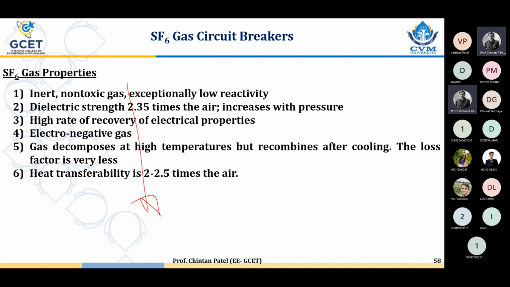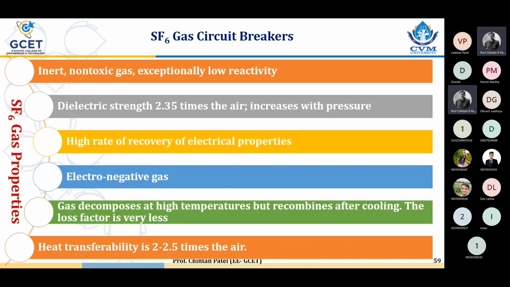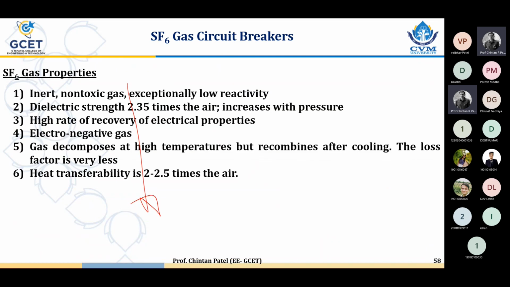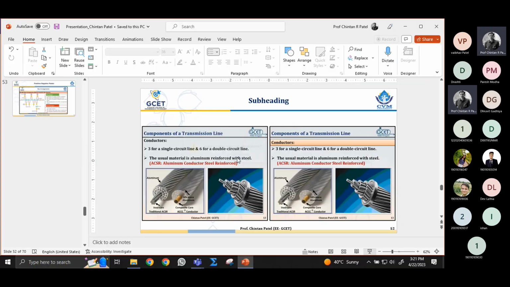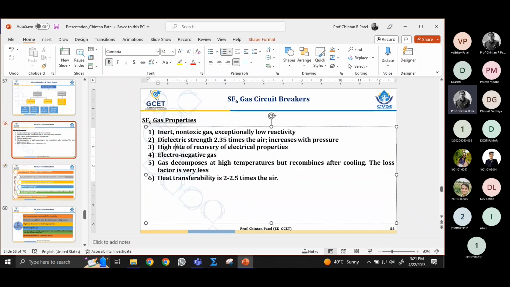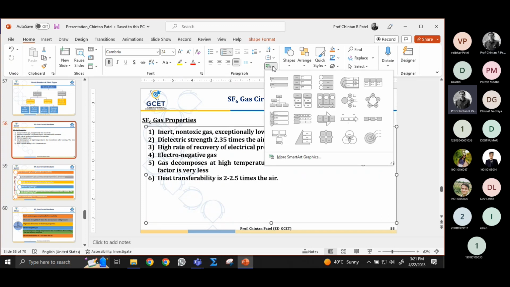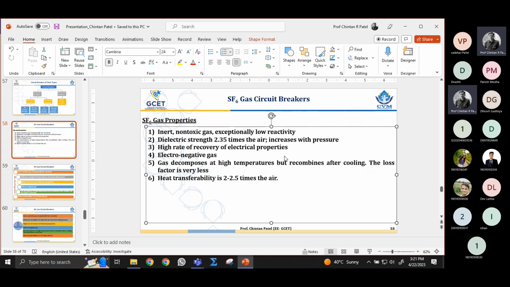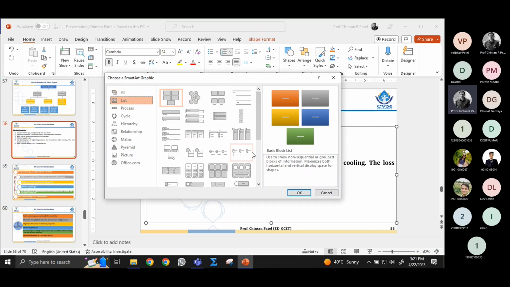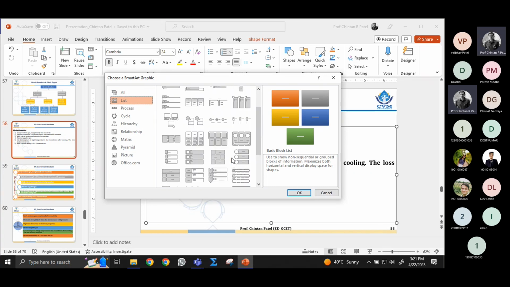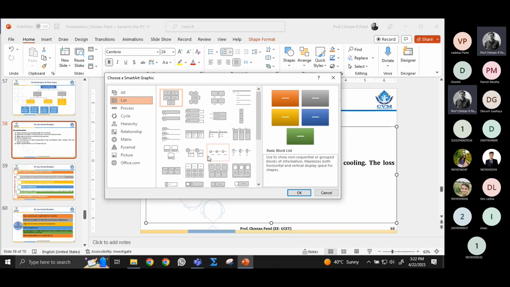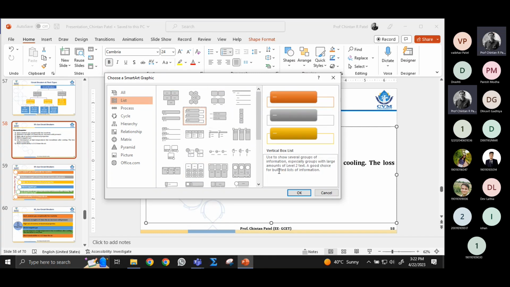So I have converted this into smart art like this. You can see SF6 gas property, all these 6 points, 1, 2, 3, 4, 5, 6. 6 points are written here, and very easy to do this. For example, select this, go to the smart art, go to the more smart art, go to the list, and in list, select any appropriate one. There are lot of examples. Let's say I'm selecting this one.